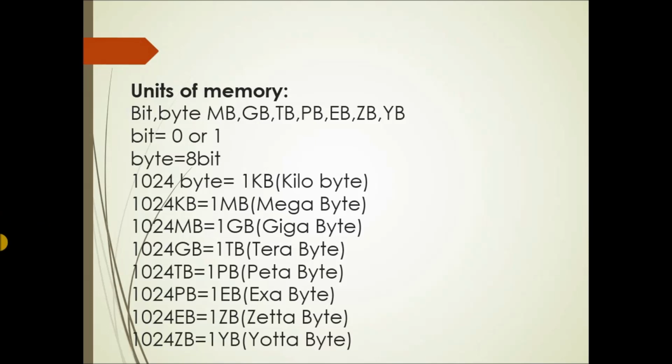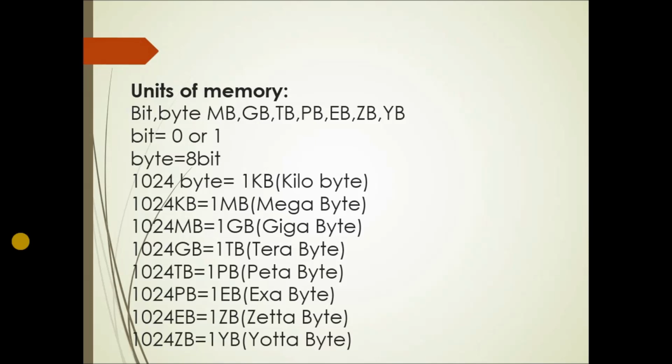Now you have to know about the bit. A bit is 0 or 1. If you are typing 0, that is 1 bit. If you are typing 1, that is also 1 bit. If you are typing 0, 1, 1, that means 3 bits: 0 is 1 bit, 1 is 1 bit, 1 is 1 bit. So 101 means 3 bits, and 1011 is 4 bits. Okay, if there are 8 bits, then it is known as a byte, 1 byte.